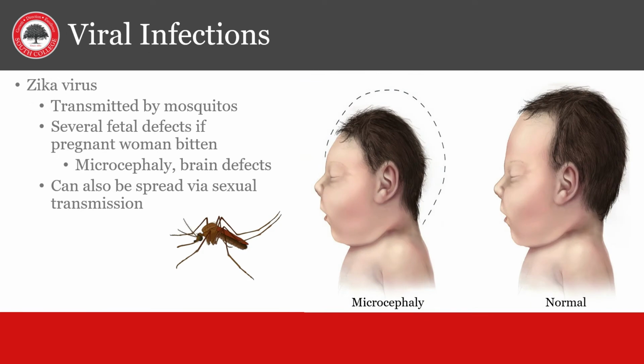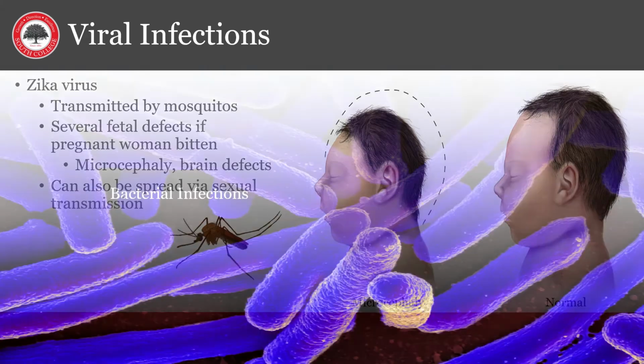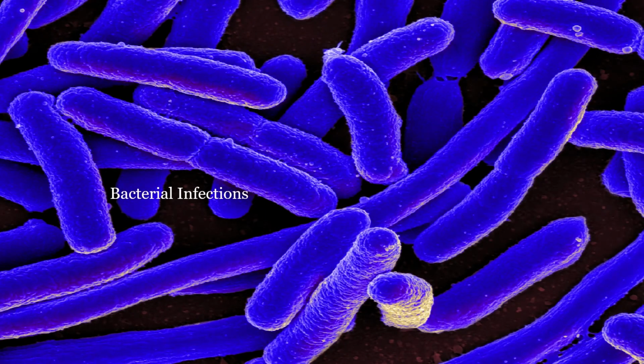Zika virus is also transmitted by mosquitoes and causes severe birth defects in babies. It will cause microcephaly, or a smaller than normal cranium. Viruses are the most common infections. The next most common is bacterial.